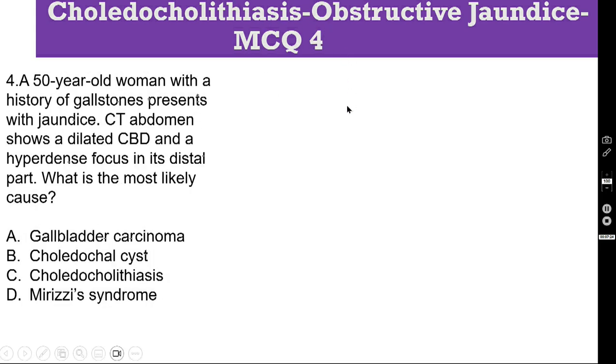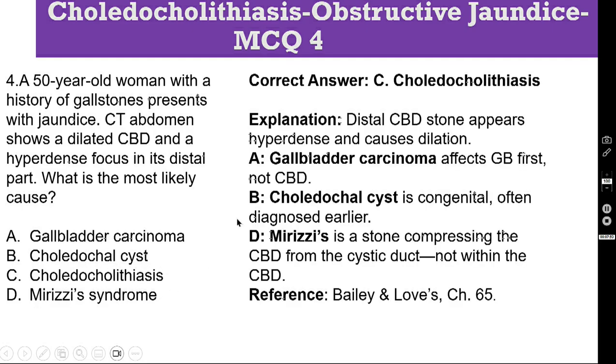Coming to MCQ 4: a 50-year-old woman with a history of gallstones presents with jaundice. CT abdomen shows a dilated CBD and a hyperdense focus in its distal part. What is the most likely cause? A. Gallbladder carcinoma. B. Choledochal cyst. C. Choledocholithiasis. D. Mirizzi syndrome. Of course, the correct answer is C.